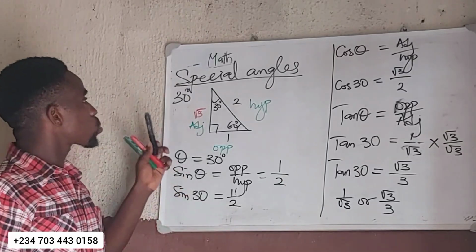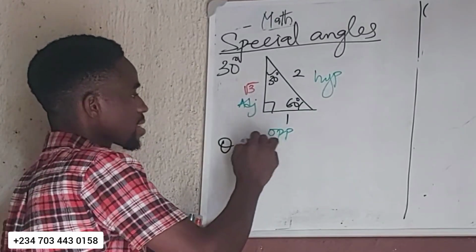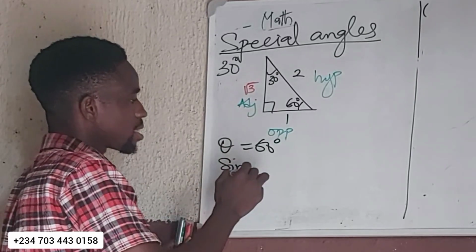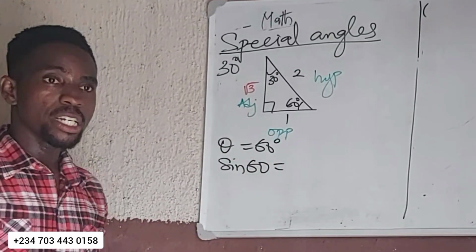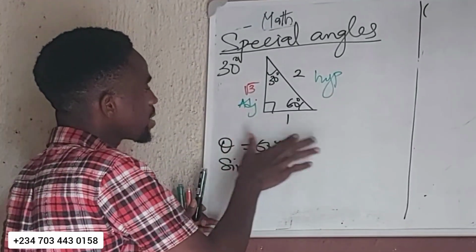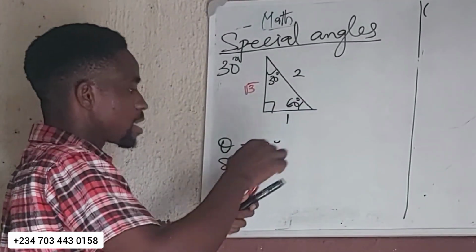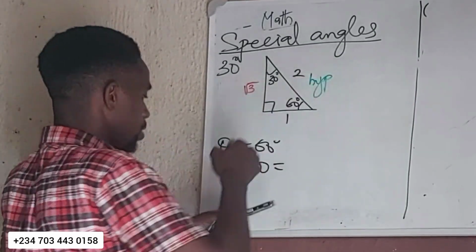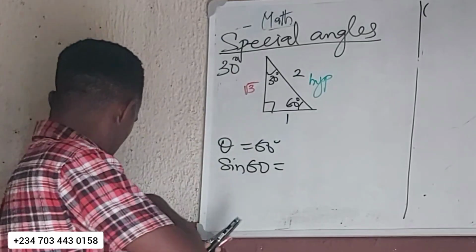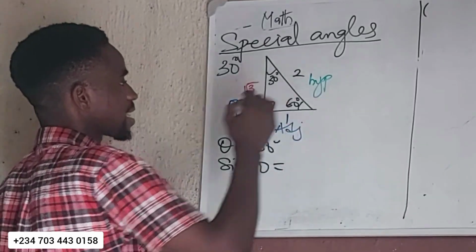So let's now go to angle 60 degrees. In this case, our theta is 60 degrees. Let's start again from sine 60. Remember that sine theta is opposite over hypotenuse. Now, once we are talking about 60, these sides will change. The hypotenuse is permanent, it doesn't change. But since we are talking about 60, our opposite becomes root 3. Here becomes opposite, and here becomes adjacent.